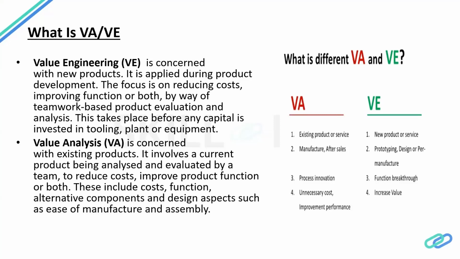Here, just a few differences. On the right hand side, I have written VA for existing parts, VE for new products and services. In VA, we concentrate on manufacture and after sales. In VE, value engineering, we say prototype, design, and pre-manufacture. And in value analysis, we look at process innovation. In value engineering, we say functional breakthrough. And the purpose of value analysis is to remove unnecessary cost. And because it's new product development in value engineering, we try to increase value.